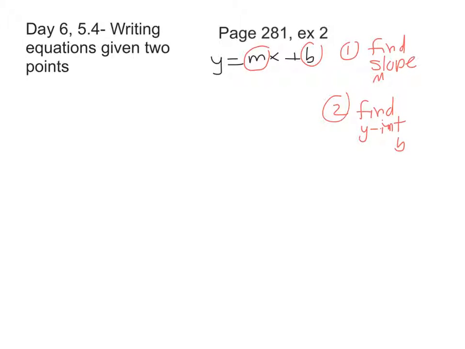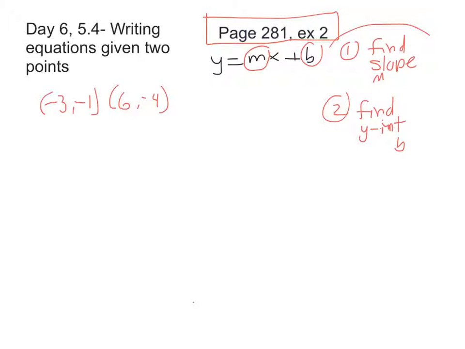In the first problem that they're giving us, I'm doing example 2 on page 281. They're saying write the equation of the line that goes through the point -3, -1, and also goes through the point 6, -4. So we could graph those 2 points and draw the line, but without graphing, we're going to do this algebraically, finding what the equation for this line is.